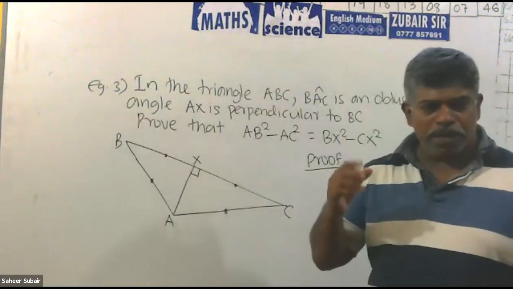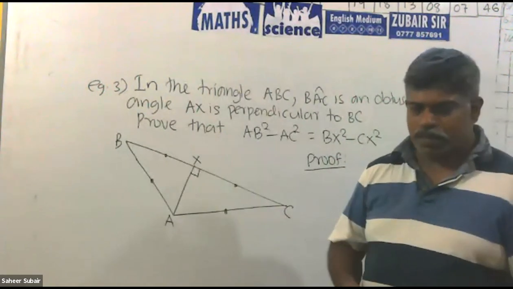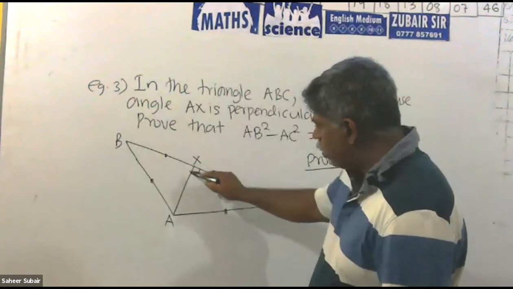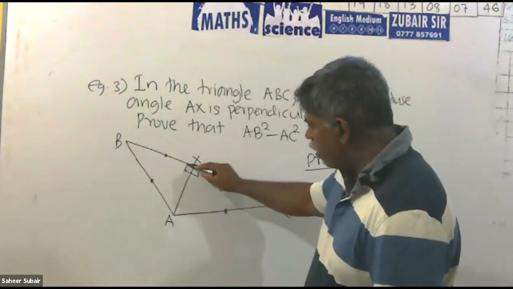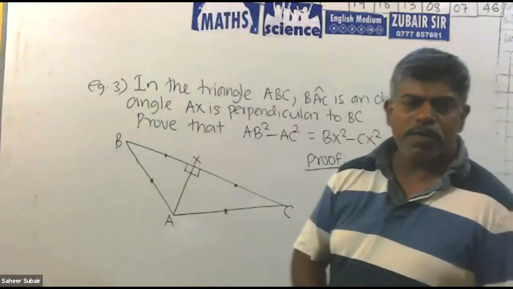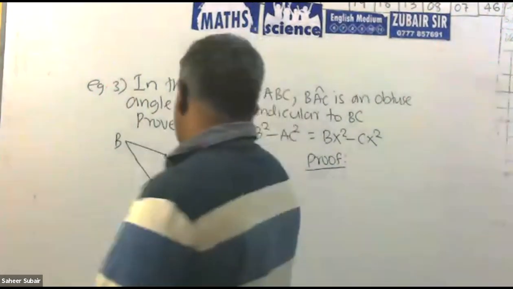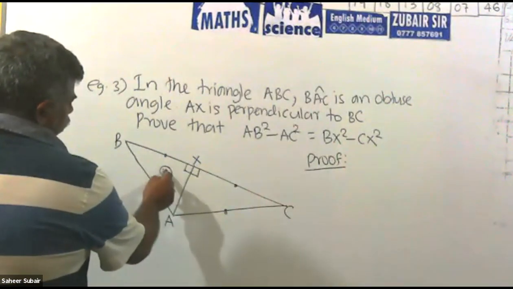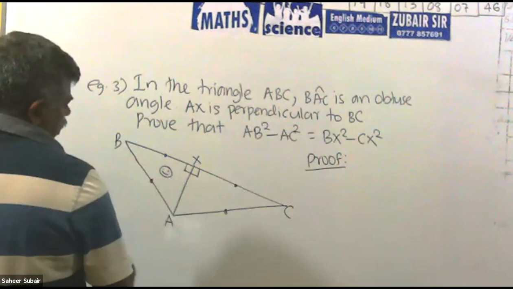Then our main heading is Pythagoras. So we can use Pythagoras. Here this one is a right angle. And if this one is a right angle, the other is also a right angle, because this is a straight line, there should be 180 degrees along the straight line. Then this is a right angle triangle. So we can use Pythagoras theorem in this.